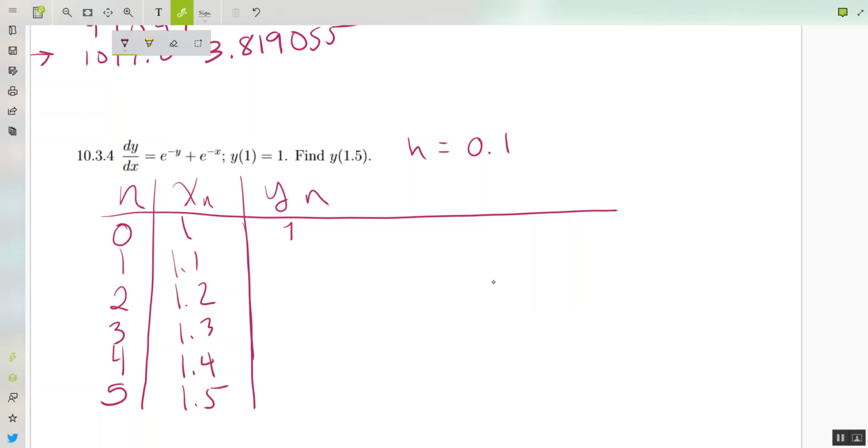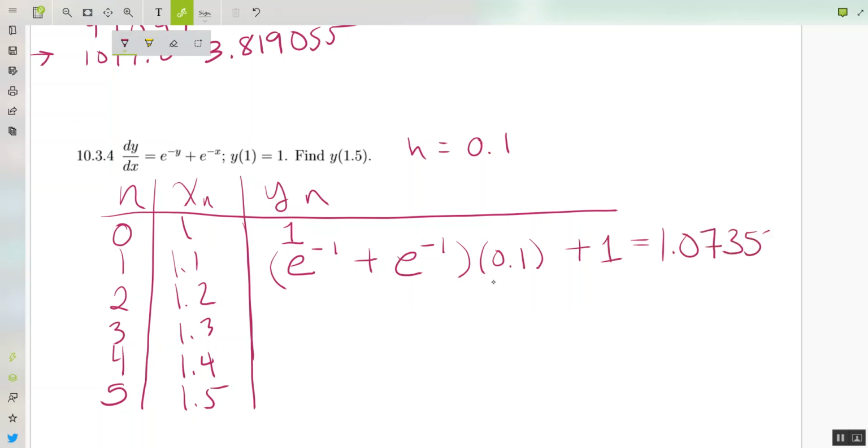Cool. So this first y is also a 1. This sounds kind of boring. My next y is going to be e to the negative y, which will be negative 1, plus e to the negative x, which also happens to be 1 because I should have picked differently, times my delta h plus my previous y, which is also a 1. Now when you do that, you get 1.073573888, and that's when my calculator decided it hated me.